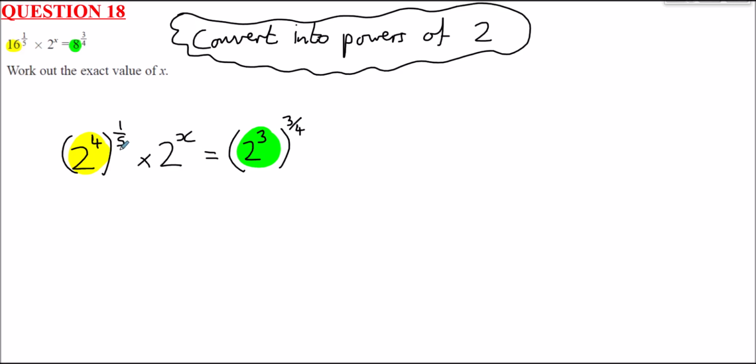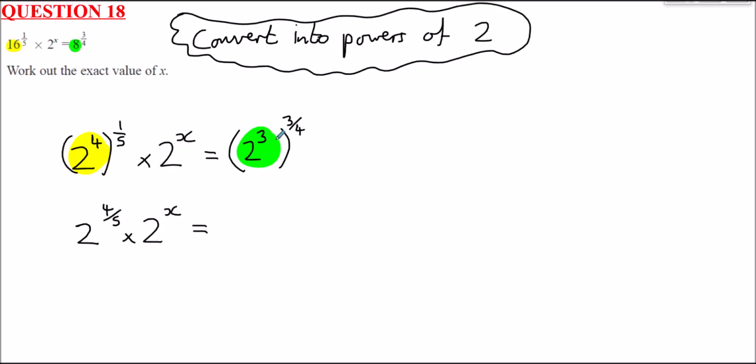So we've got this. Now what we do is we apply the laws of powers. So here, whoops, that was a mistake. We've got here 2 to the power 4, to the power 1/5. Power of a power, we multiply the two little numbers together. So 4 times a 5th becomes just 4/5 as an overall power. Times that by 2 to the x.